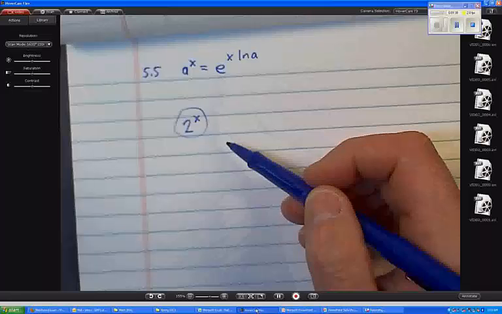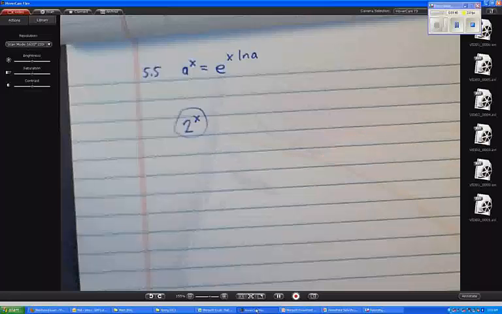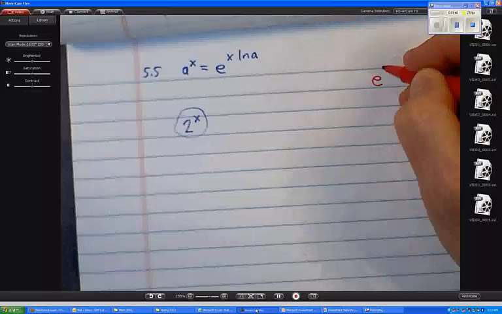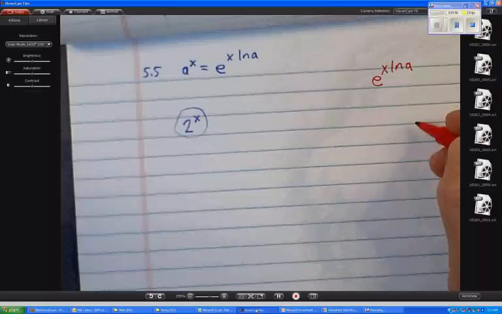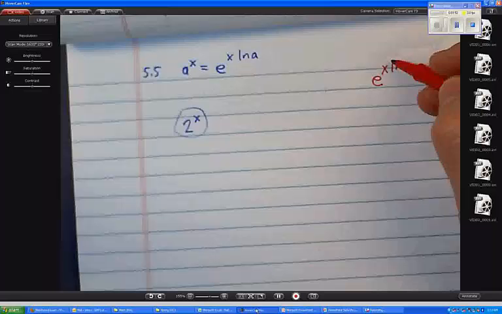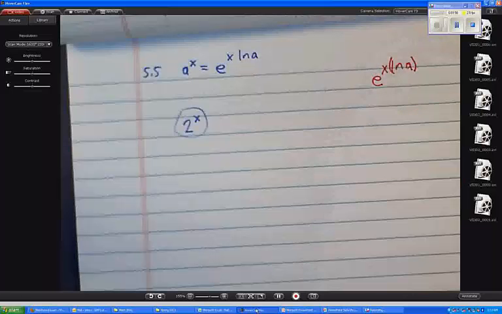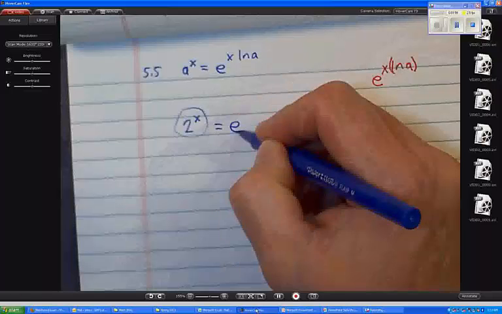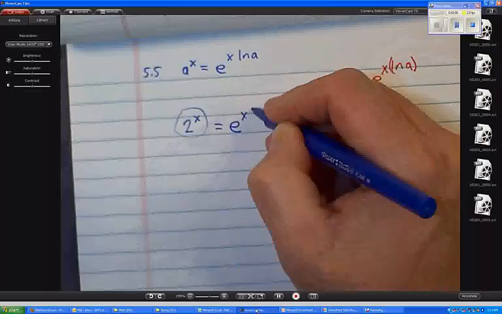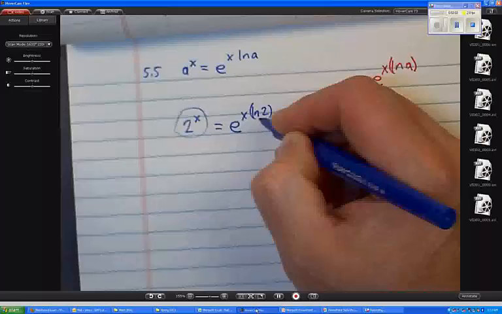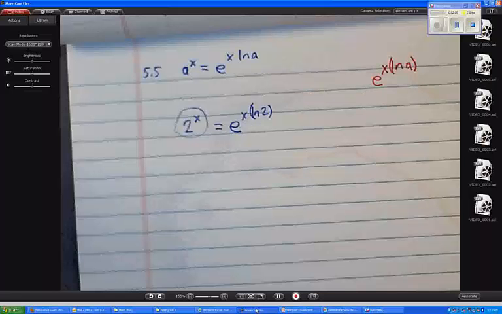Okay? Now how do I see that? Well, if I have e to the x ln a, and by the way, ln a here, in my example, would be the natural log of 2. I'm claiming this is going to be e to the x times the natural log of 2. Okay?